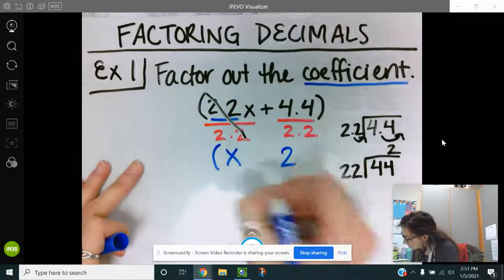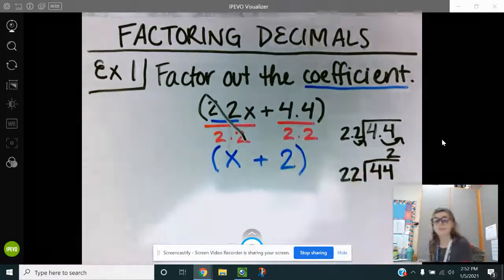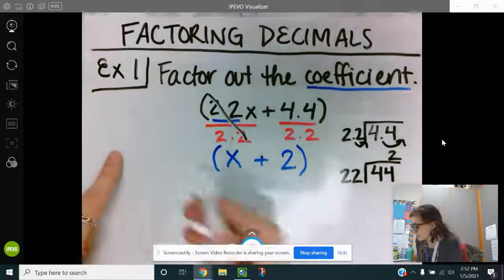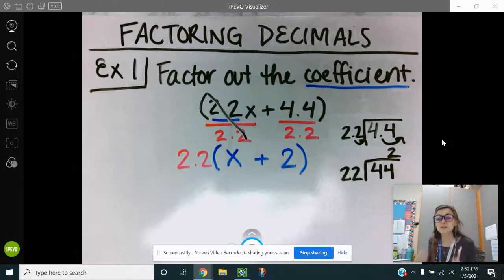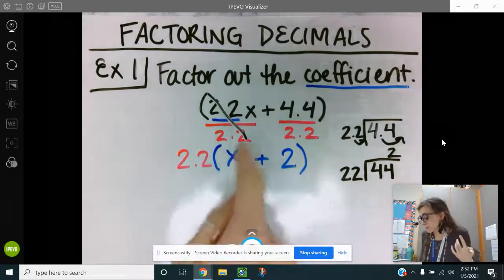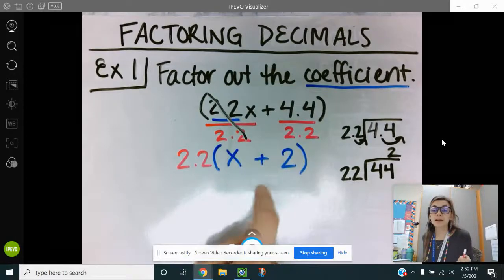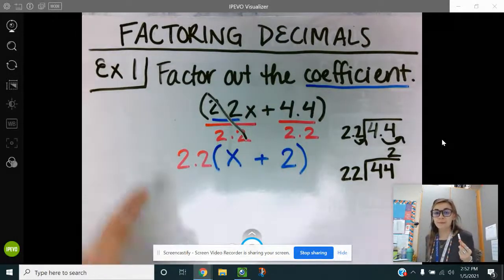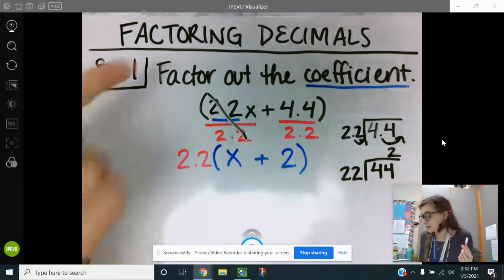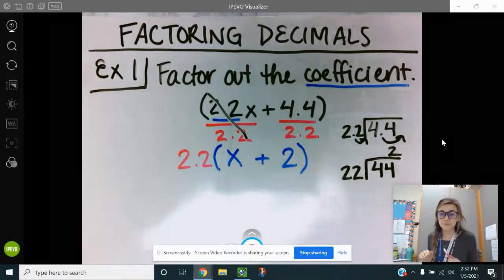So we have a 2 here, a plus in the middle. Am I done? No! I have to put the factor on the outside of my parentheses. I have to put that 2.2 out here, because if I don't, my answer is wrong. When I factor, when I pull this number out, I need to make sure that my answer is the same thing as what I started with. My answer should be equivalent to the problem that I was given.